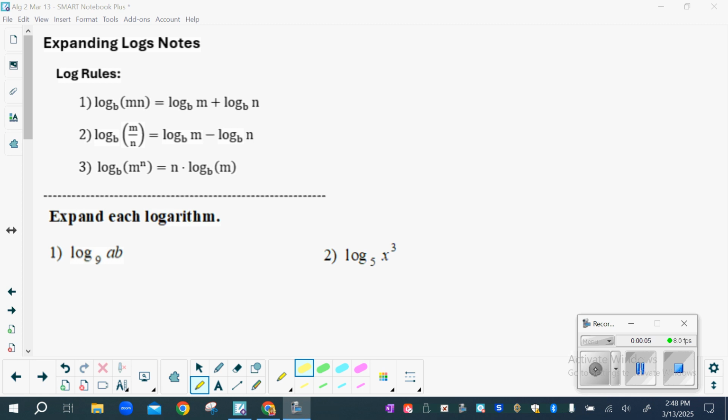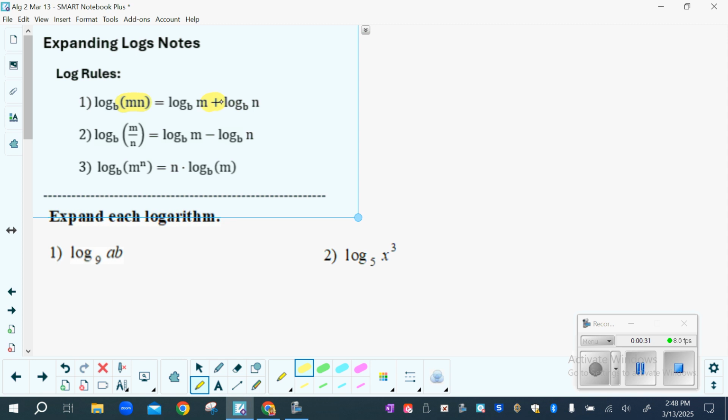When we have an M next to the N like that, what operation is that? Multiplication. Is it not multiplication? Is M next to N, is that multiplication? Yeah, that's multiplication. So this log rule, what we're doing is we're rewriting as two separate logs.